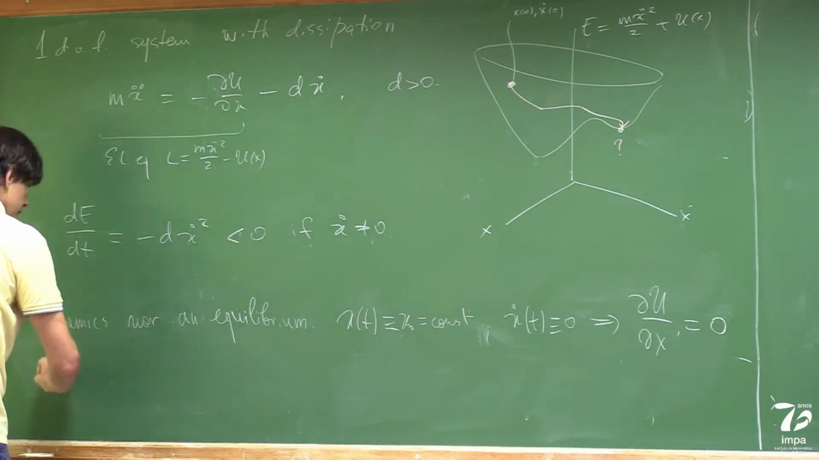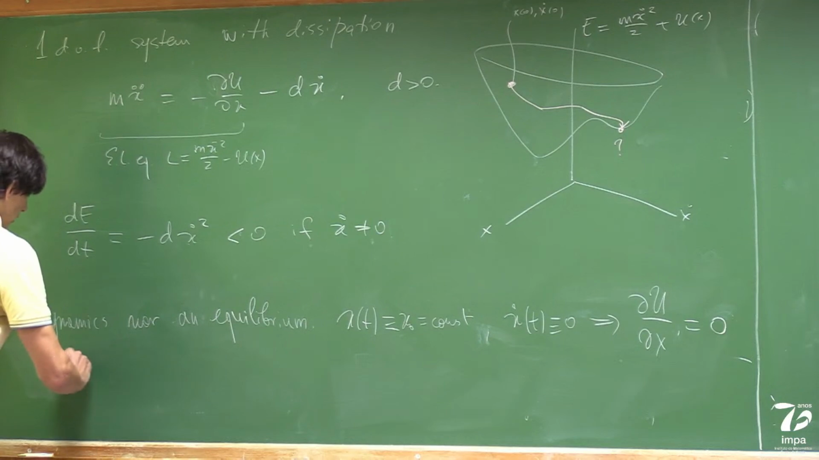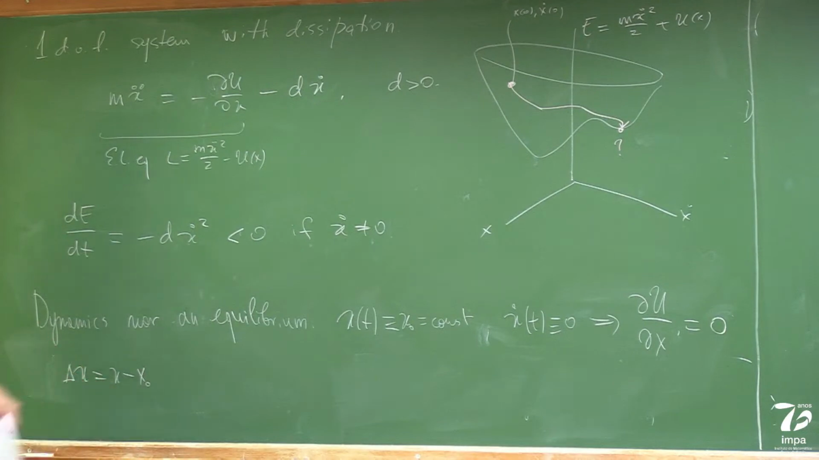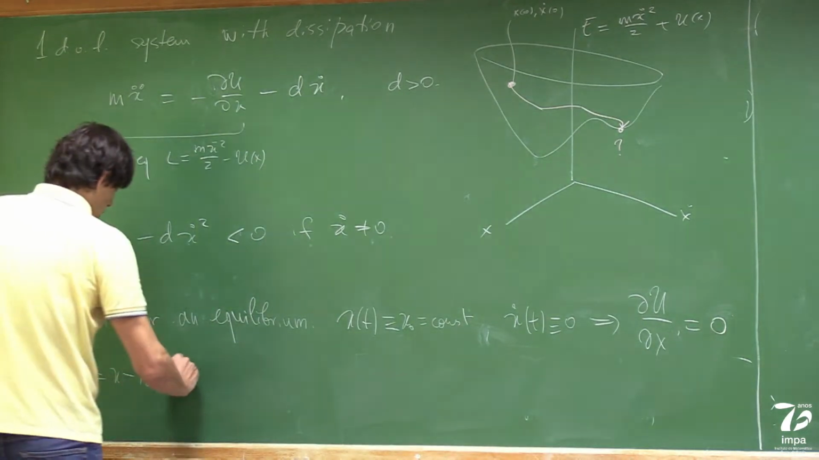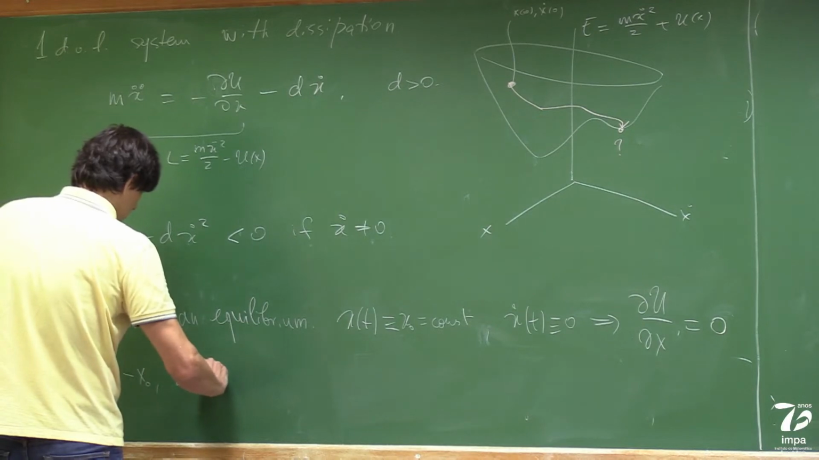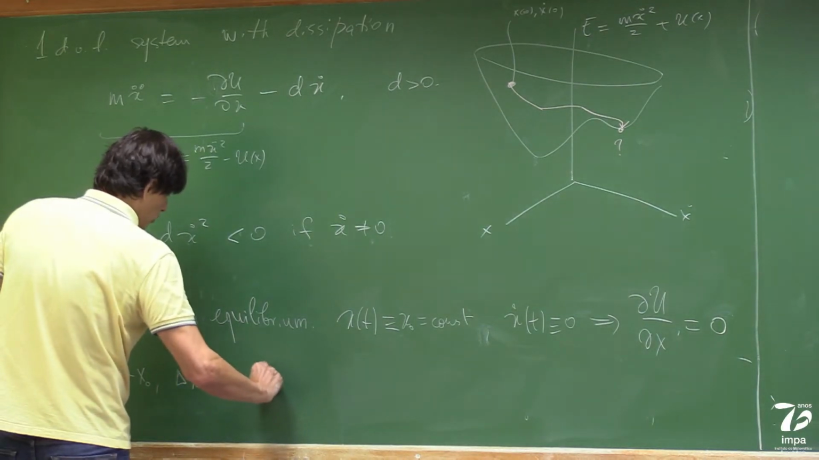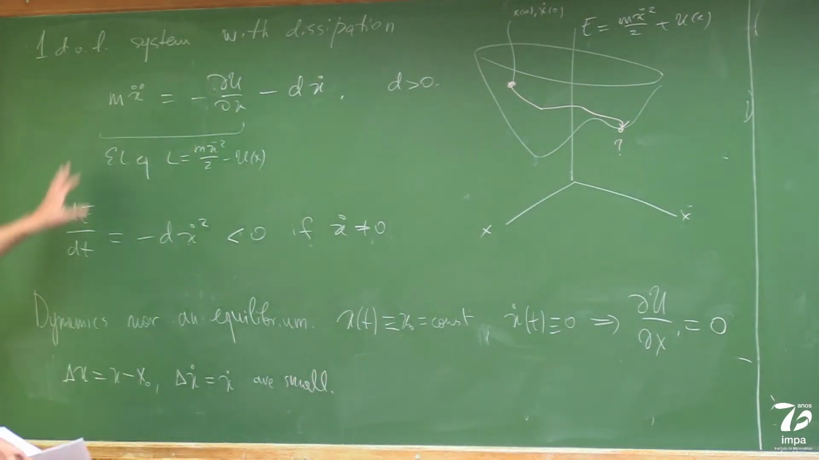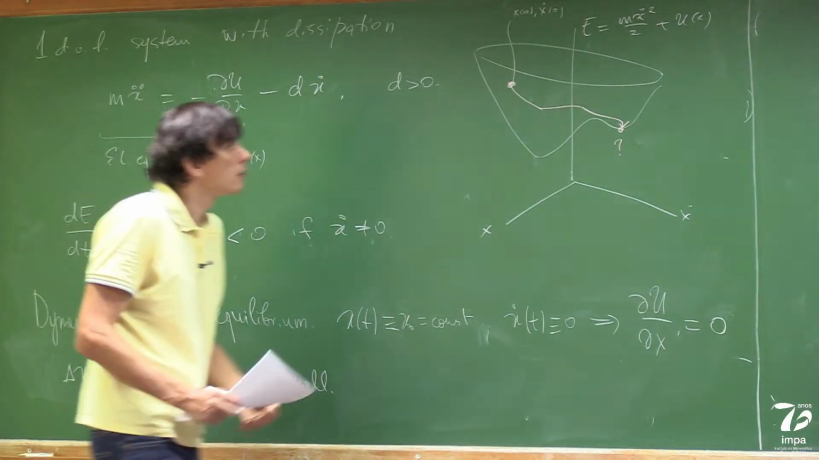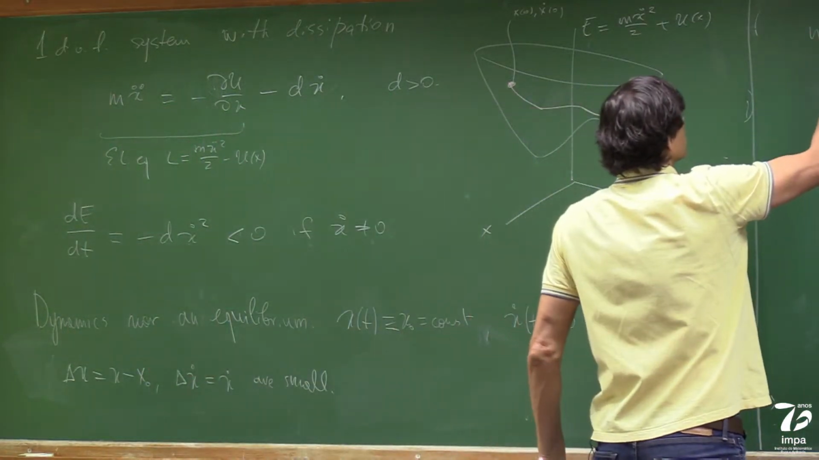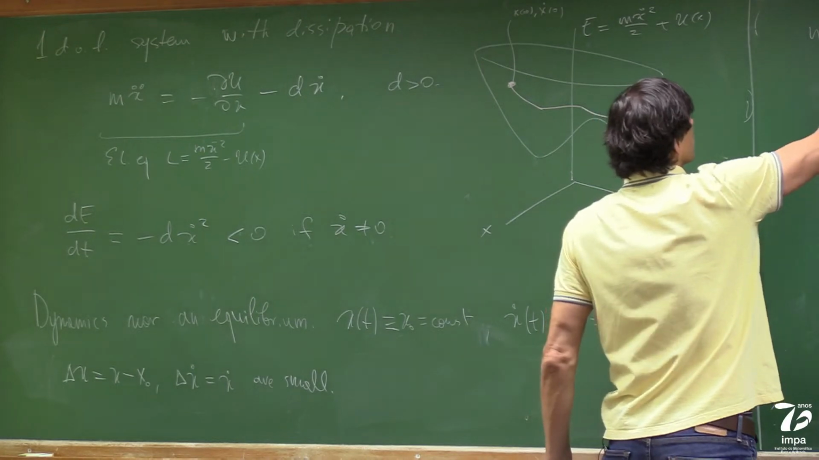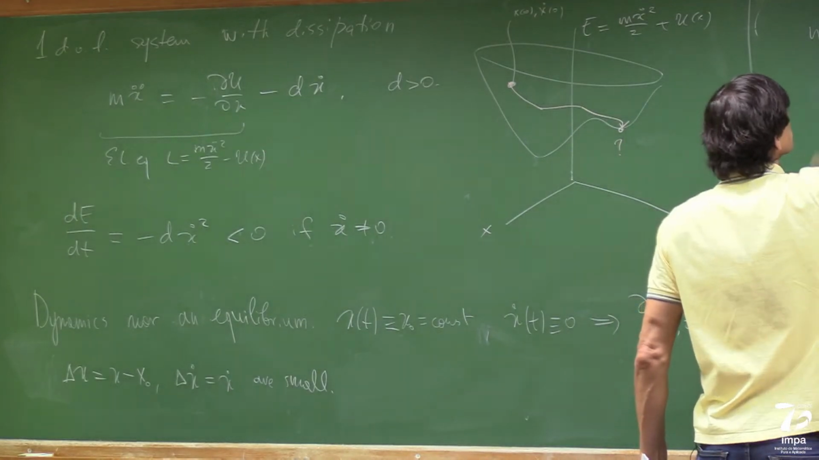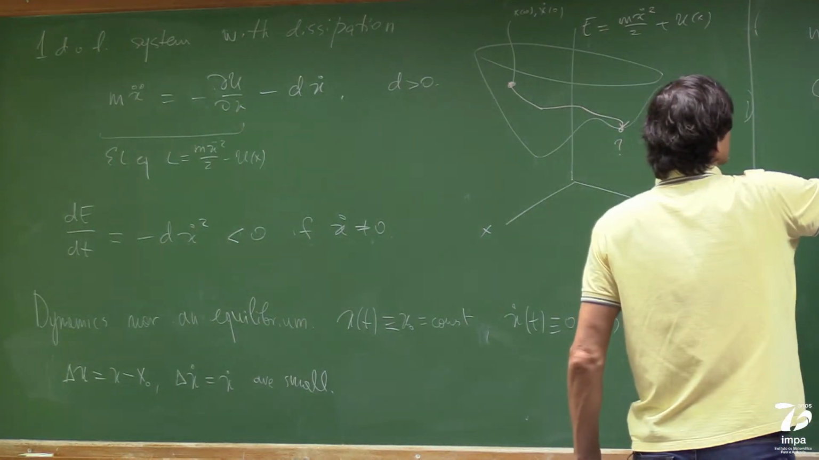So now, near equilibrium means that our coordinate is close to the equilibrium point, and also our velocity is close to 0. Both are small. And we already know that whenever it's small, this left part can be written as m times the acceleration plus c delta x, where c is the second derivative.